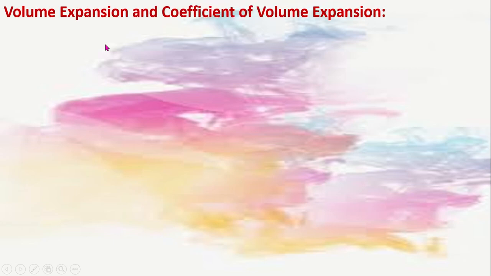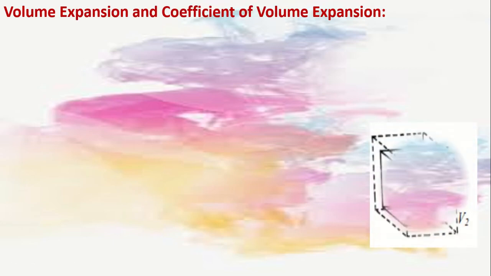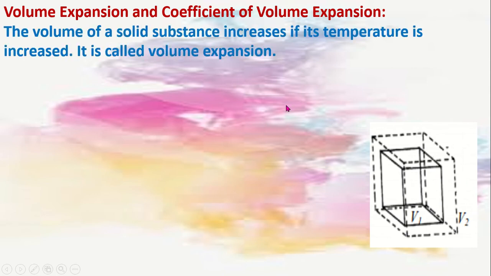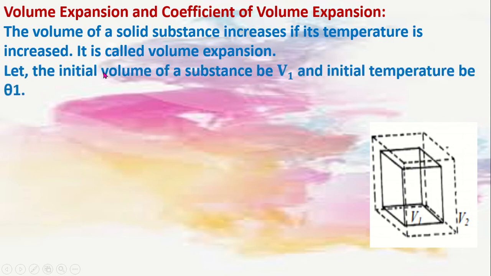Now I will show you how to calculate volume expansion, the coefficient of volume expansion. Look here, V1 is the initial volume of any solid substance at θ1 temperature, and after giving heat, when its temperature is raised to θ2, then its volume becomes V2. So volume expansion means expansion in volume. The volume of a solid substance increases if its temperature is increased. It is called volume expansion. So now we will calculate the coefficient of volume expansion.